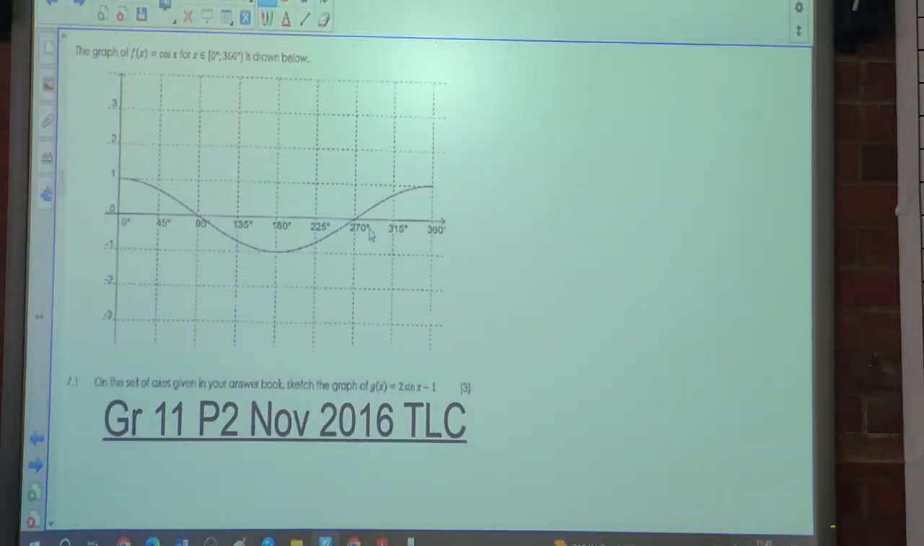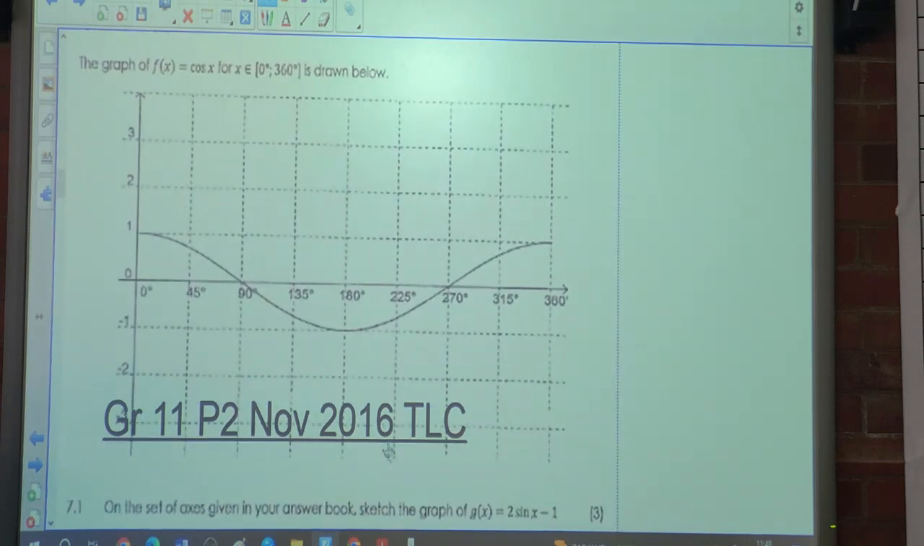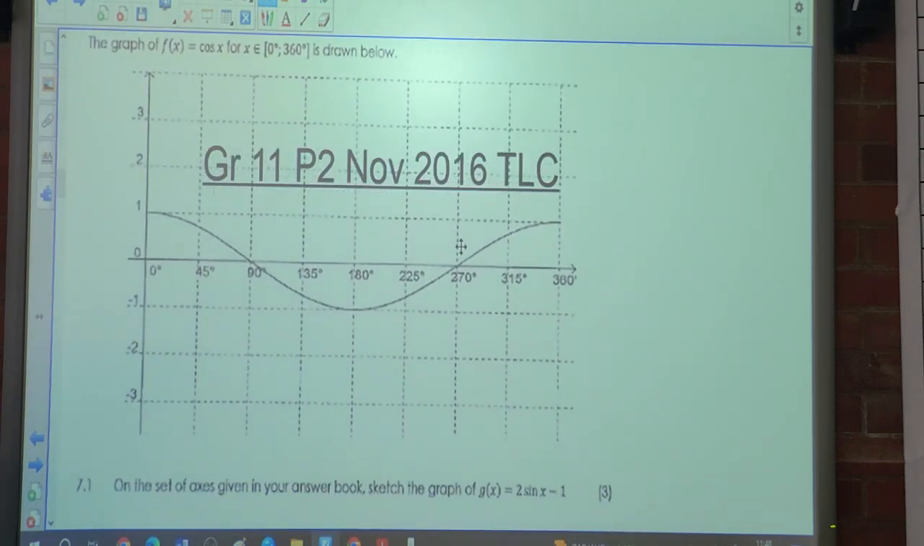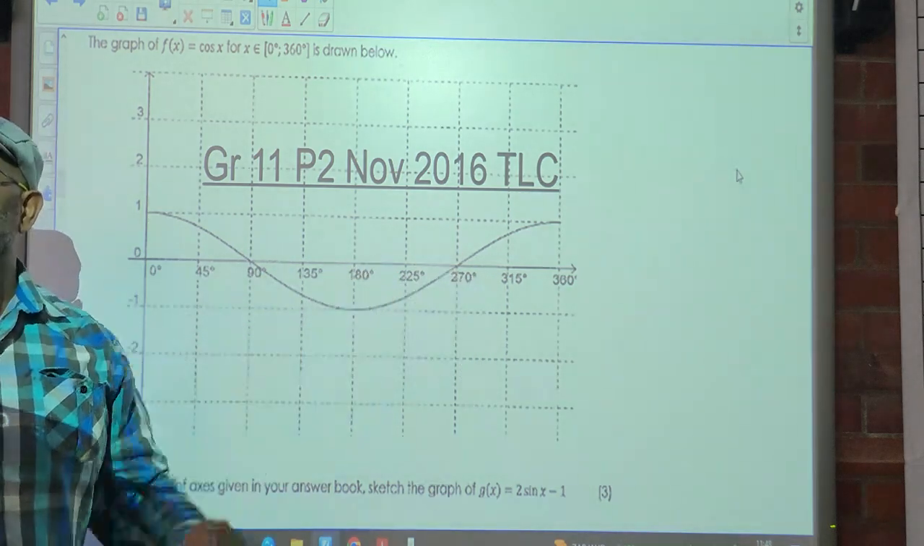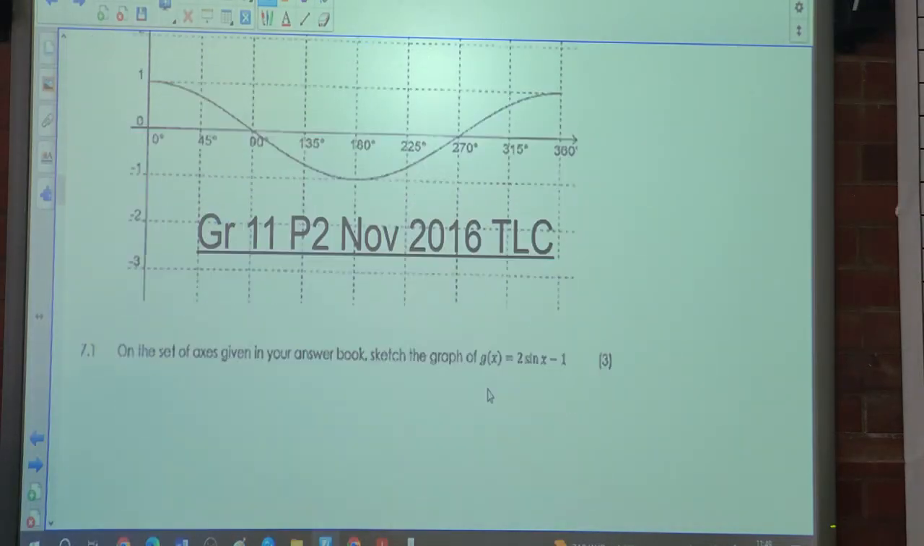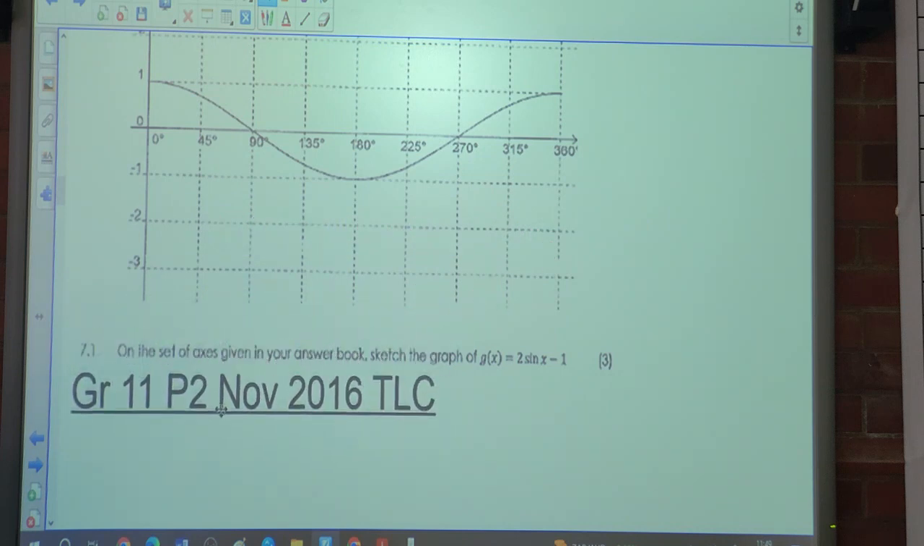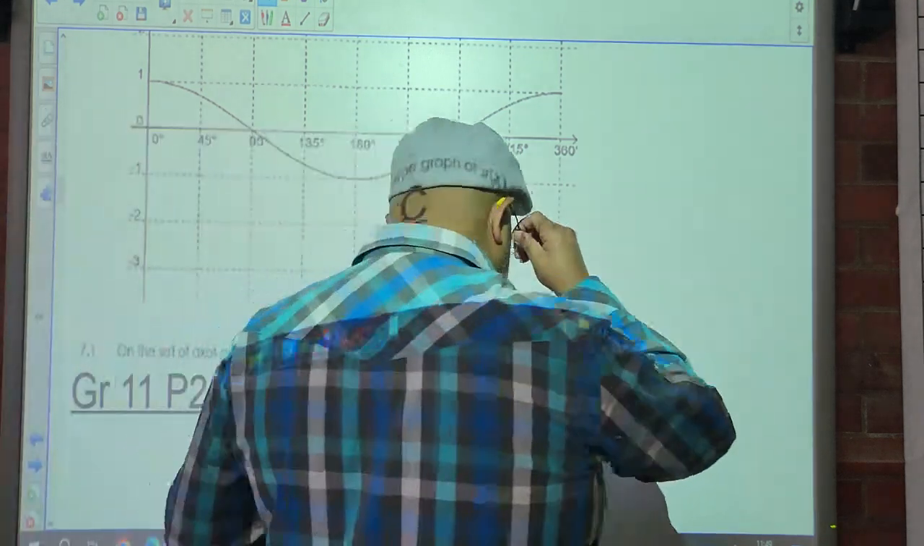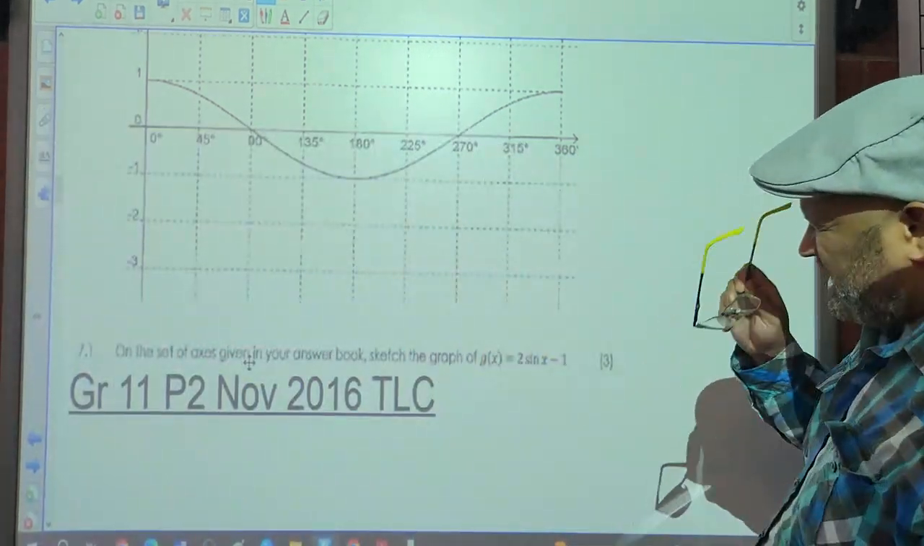Alright. So here we are told that the graph of f of x equal to cos x for x an element of 0 to 360. So you go from 0 to 360, which is the cos graph. As you can see, it starts at the maximum, minimum, back up, 360. On the set of axes given in your answer book, sketch the graph of g of x is equal to 2 sine x minus 1.